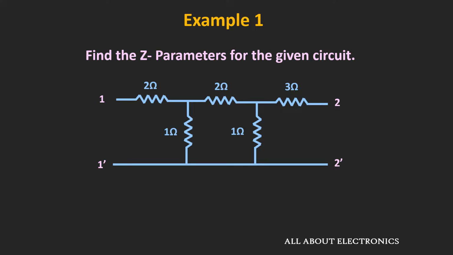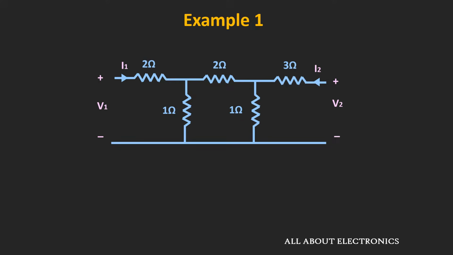So for the given circuit, let's say the voltage V1 and I1 are the voltage and current on the port 1 side, while the V2 and I2 are the voltage and current on the port 2 side. And here let's say the current in this first mesh is equal to I1, while the current which is flowing in this loop is equal to I3. And let's say the current which is flowing in this last loop is equal to I2.